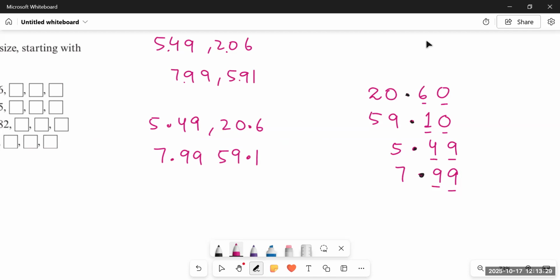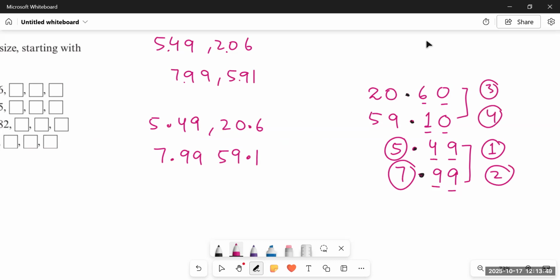We know that 20 and 59 are greater than 5 and 7. So these two numbers are greater and these two numbers are smaller. So out of 5 and 7, 5 would be smaller, 7 would be greater. So this one would be the smallest. This one would become second one. And then out of 20 and 59, 20 is smaller. So we will take it as third, and the last one would be the fourth one.